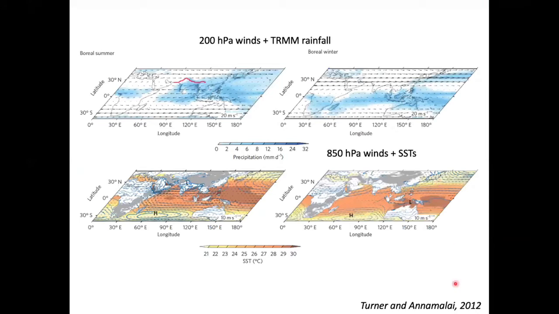This figure comes from Turner and Annamalai 2012. At the top, we see 200 hPa winds plus TRMM rainfall, that's the shading. At the bottom, we see 850 hPa winds plus the SSTs, and it also shows the orography, the Himalayan orography, the African mountains, and so on. When we talk about the monsoon, there is a large seasonal change seen in many variables, whether it's winds, precipitation, temperature gradients, pressure gradients, the OLR, and so on. There are signatures in all kinds of variables. For example, we can see the low-level jet here, which we don't see in the winter.